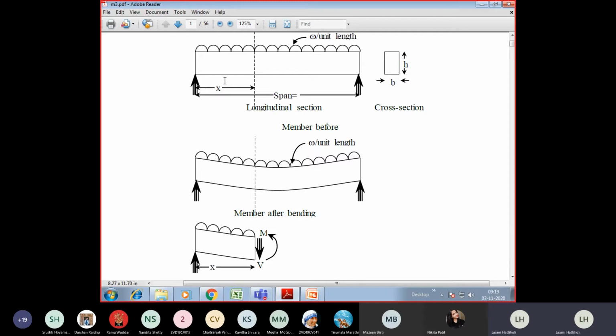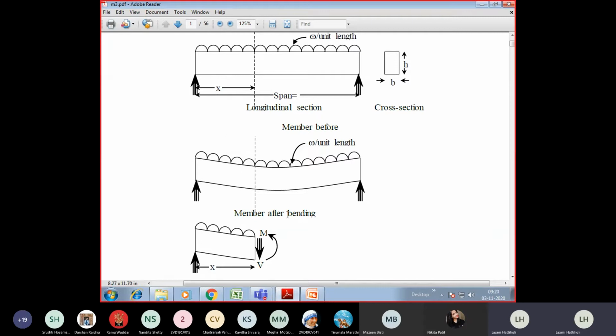Yes? Can you see this? Take a cut section at a distance X from the left support. Can you see this? Yes, ma'am. So you can take the cut at any distance wherever you want. Here I have taken it at a distance of X.